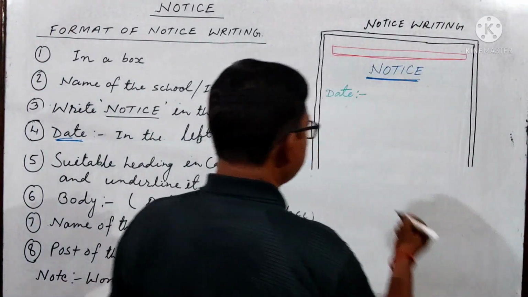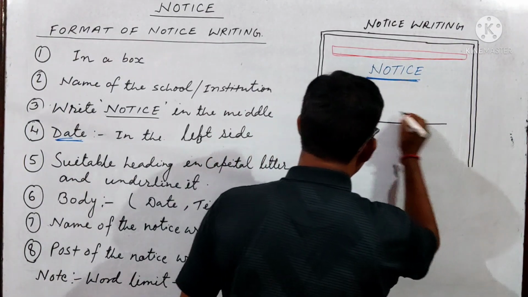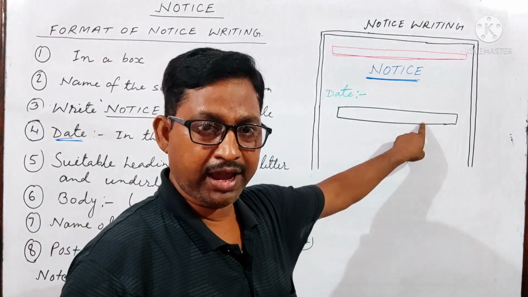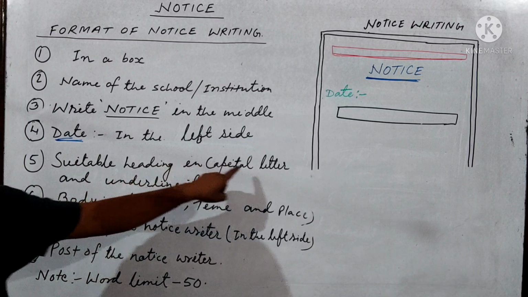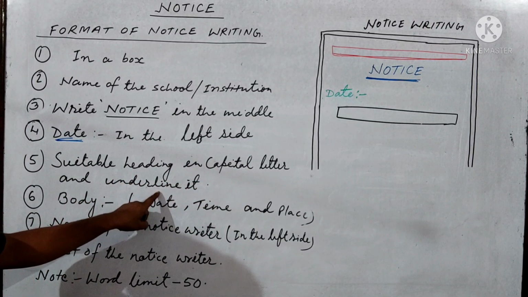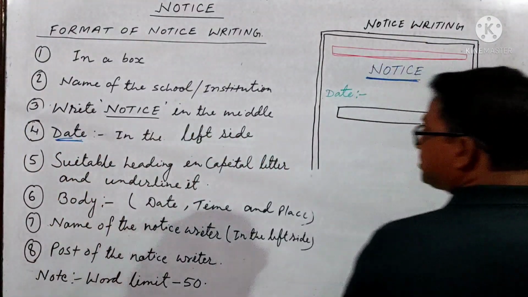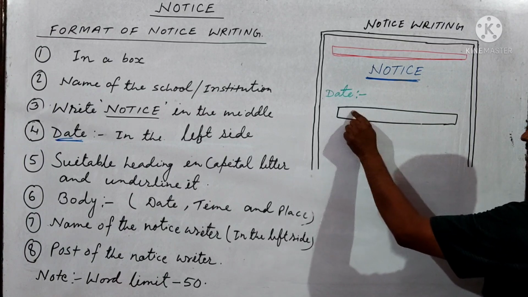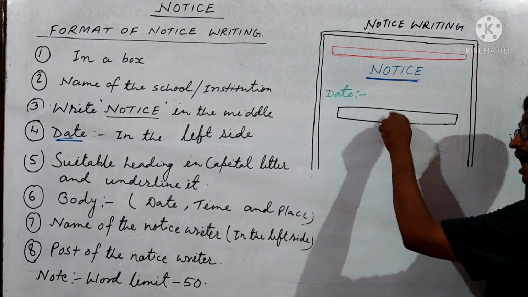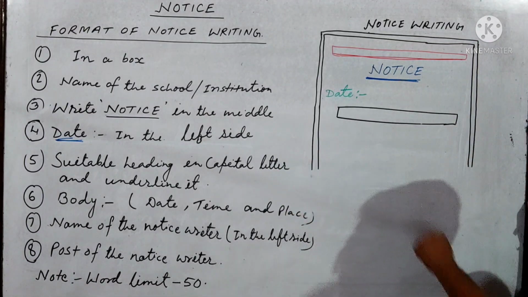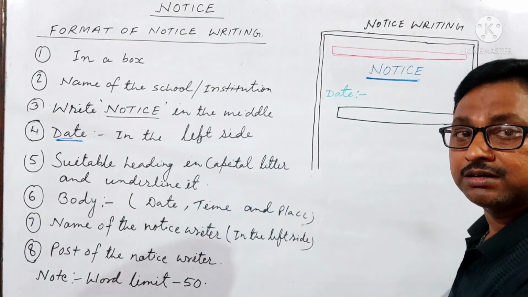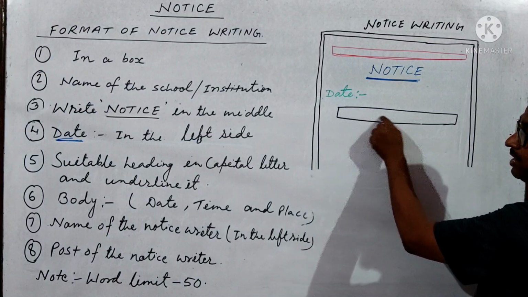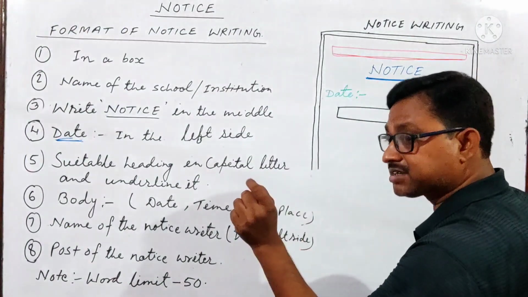So after the date, after giving one line gap, you will write the heading in this place. Your heading must be in capital letters. As you can see, I have written a suitable heading in capital letters in the fifth step, in this area. Sometimes students write the heading in running hand, in small letters. Don't commit such mistakes. Your heading must be in capital letters and it must be attractive.